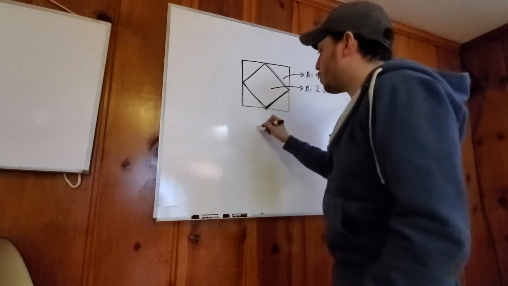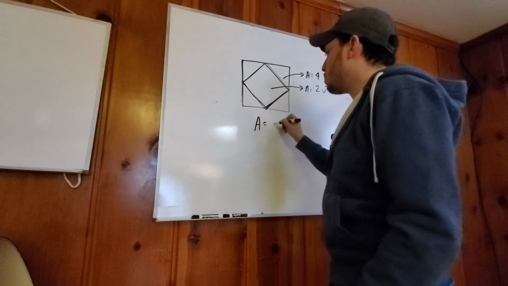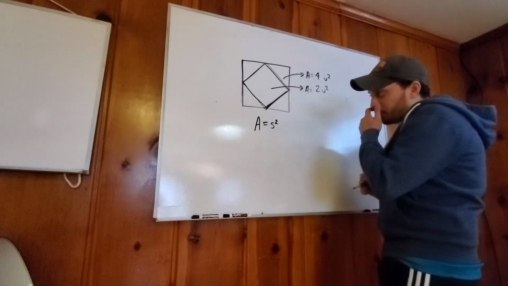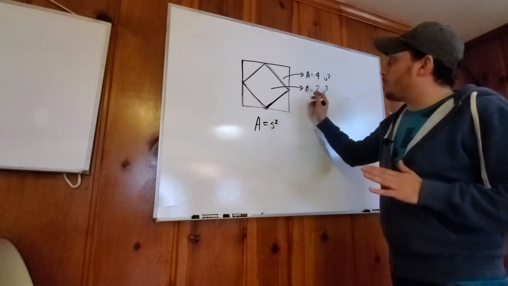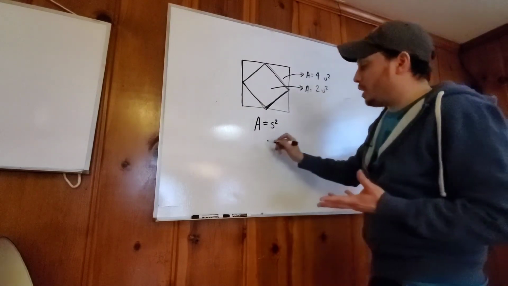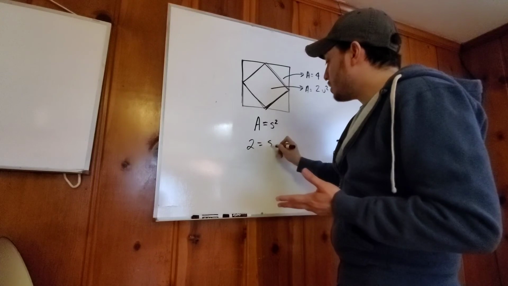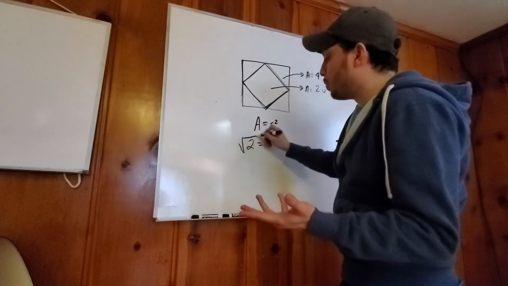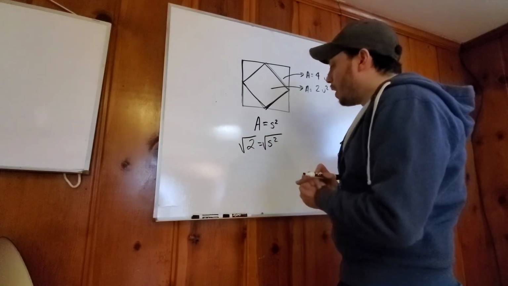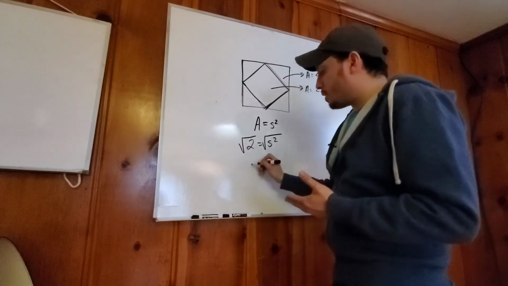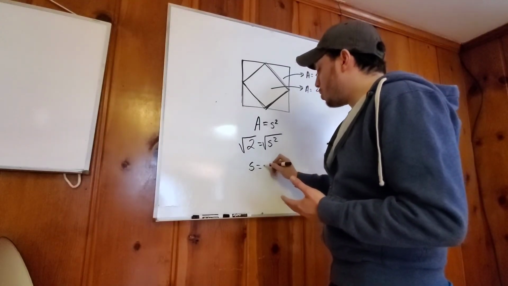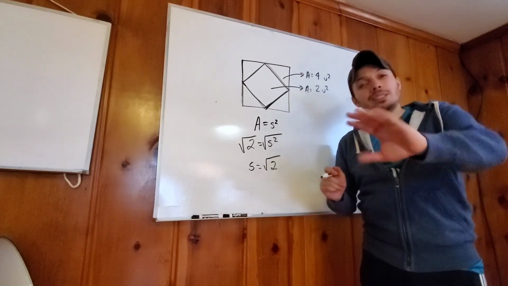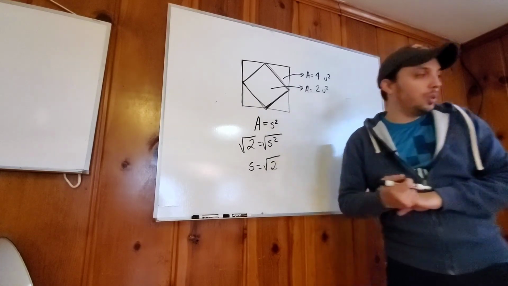To find the sides, we need to know that the area of a square is the same thing as the side squared. We don't know what the sides are, but we know the area. They give it to us. So it's going to be 2 equals side squared. How do you find the sides? Easy. We square root both sides. The side of the square is going to be the square root of 2, positive. Why not negative? Because distance cannot be negative. So it is only going to be positive.